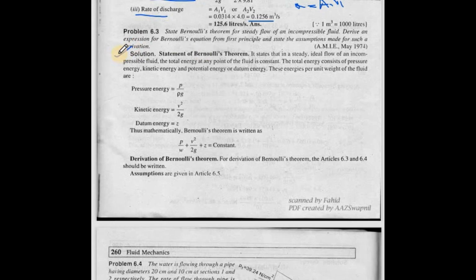So if you have to define Bernoulli's theorem, it states that for a steady ideal flow of incompressible fluid, the total energy at any point of the fluid is constant. So you can easily write it as I've told you in the assumptions: it is a steady flow, it is an ideal flow, it is an incompressible fluid. The total energy at any point of the fluid is constant. The total energy consists of pressure energy, kinetic energy, and potential energy or datum energy.